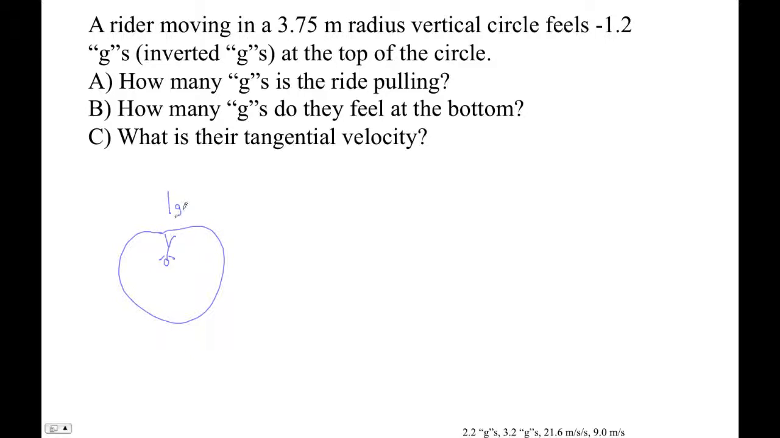So 1G minus what the ride is doing is negative 1.2. Well, let's see. Let's consult the experts here. I'm pretty sure the ride is 2.2, right? Because 1 minus 2.2 would be negative 1.2, right? So the ride is pulling 2.2 Gs.